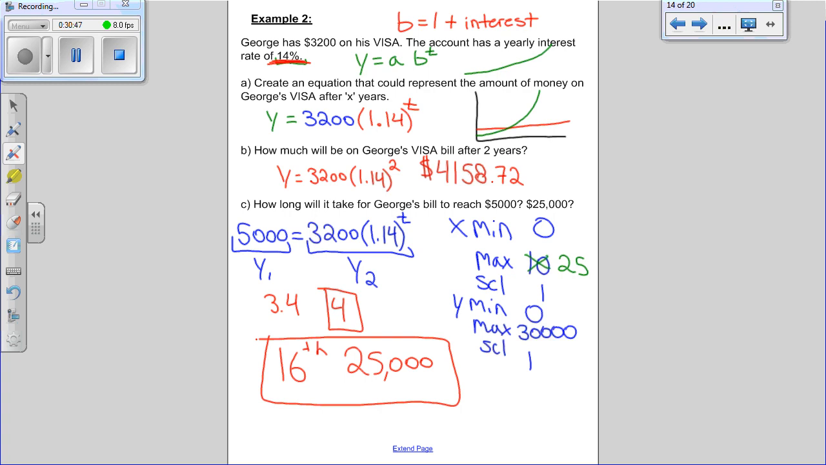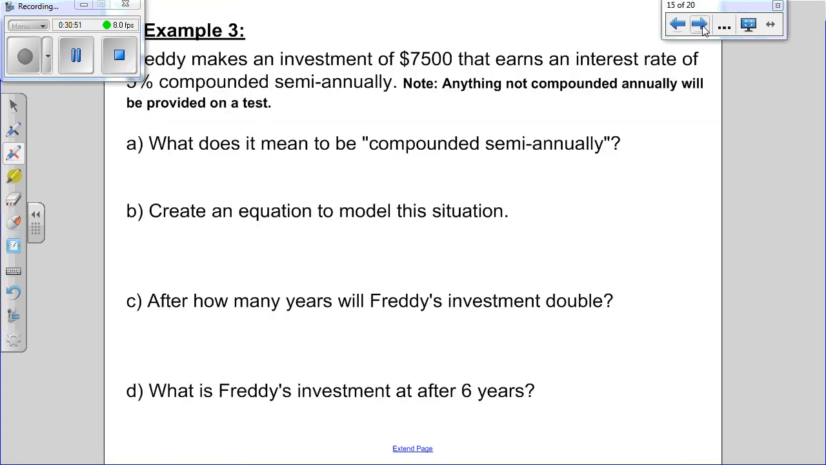So this one says, Freddie makes an investment of $7,500 that earns an interest rate of 3% compounded semi-annually. So we're going to have to talk about what that means. It does say right there, note, anything not compounded annually will be provided on a test. So you'll never have to actually build an equation unless the time is like the one we just had, where it's every year. And it's just X as your exponent. Things are going to change a little bit.